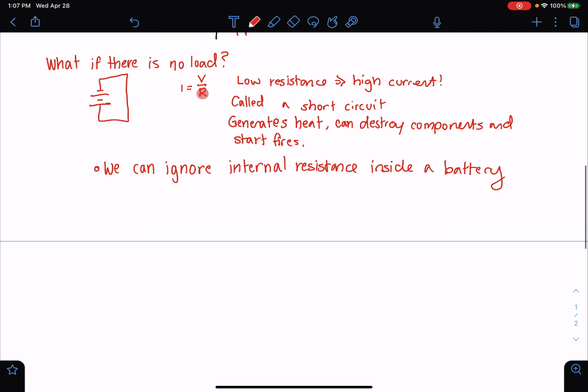Okay, so how does a circuit work? We're going to talk about the conservation of energy a little bit in this. So let's say I have a circuit that is like this, just a simple circuit. Let's say that I have a 1.5 volt battery, okay?